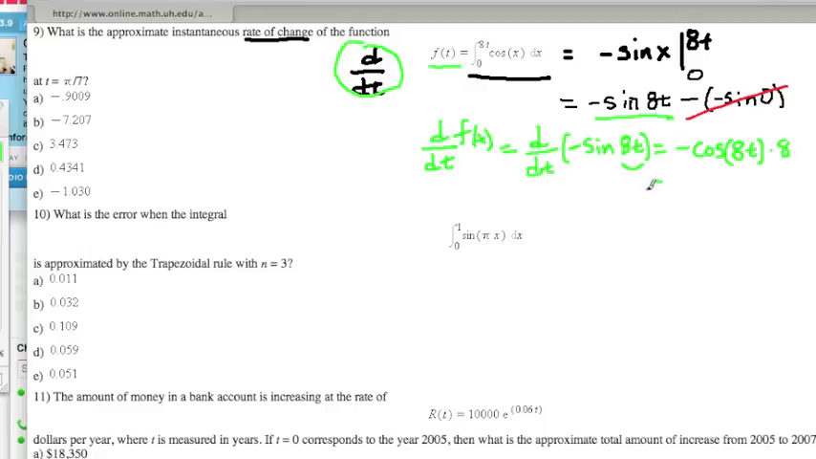And the next step is to evaluate this, as I said before, at t equals pi over 7. So let's evaluate this at pi over 7. We have negative cosine of 8/7 pi. That's just me taking pi over 7 and putting it in for t. And this times 8. So I'm going to pause so I can go to my calculator.